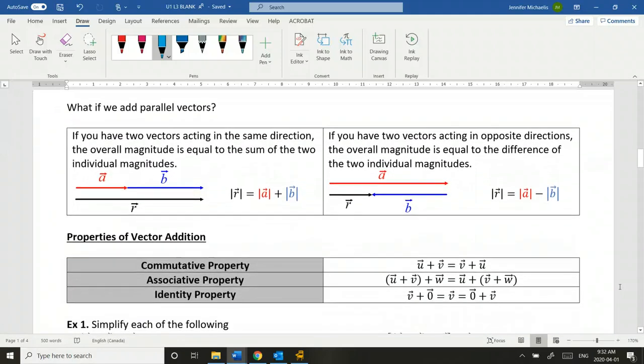Okay, and then adding parallel vectors. It depends on whether those vectors are working together or working in opposite directions. If you have two vectors acting in the same direction, you're just going to sum their magnitudes, and the resultant vector will be in the same direction as both the vectors. If you have two vectors that are parallel but in opposite directions, take the greater magnitude and subtract the smaller magnitude. The resultant will be in the direction of the vector with the bigger magnitude.